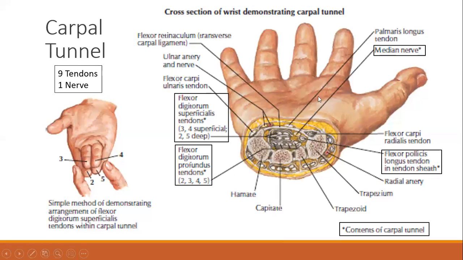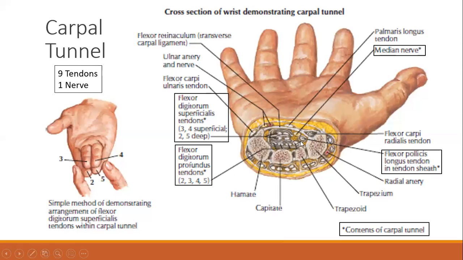You can get carpal tunnel syndrome from repetitive use injury, compression injury, and unfortunately, when you're pregnant, you're more likely to develop carpal tunnel just because you're in like an inflammatory state. So median nerve is the 1 nerve that goes through your carpal tunnel.